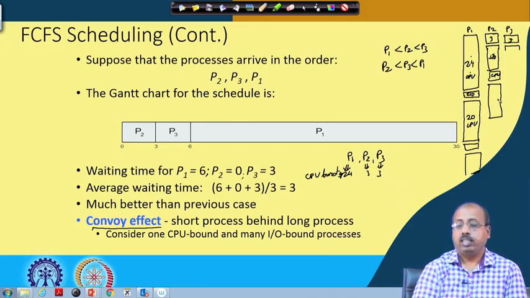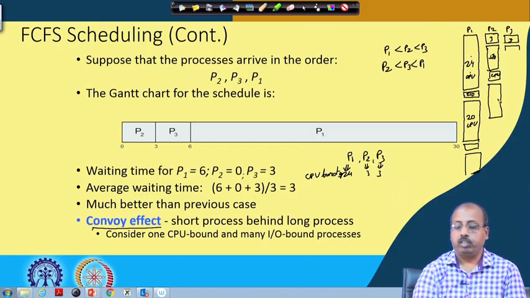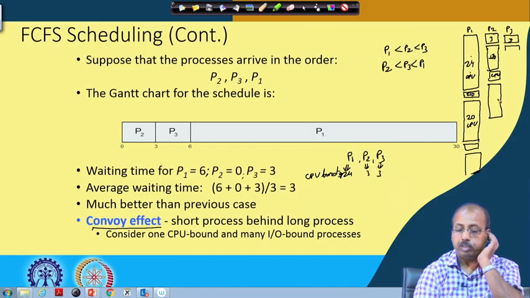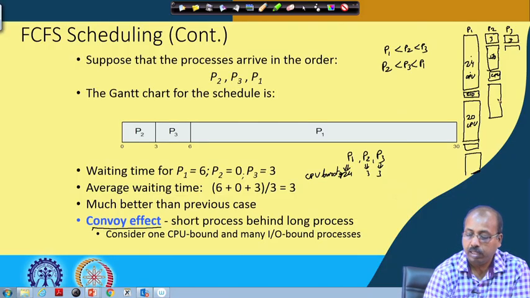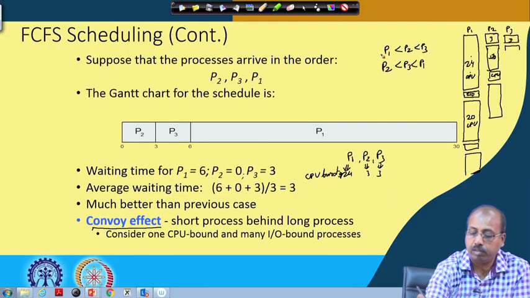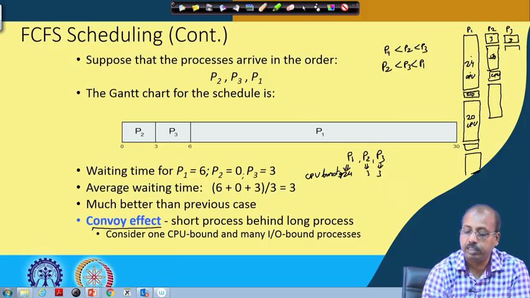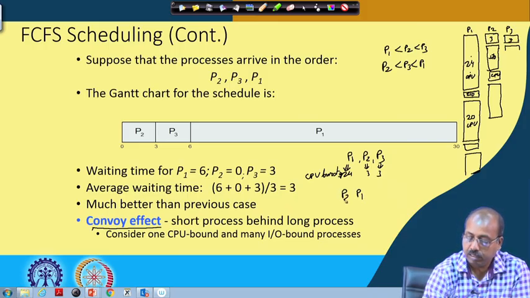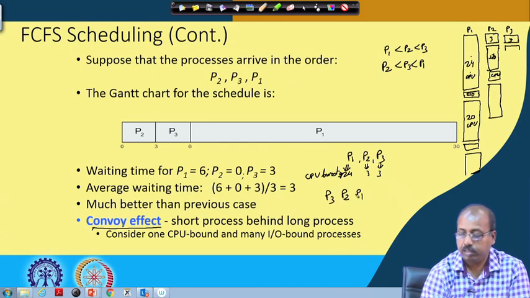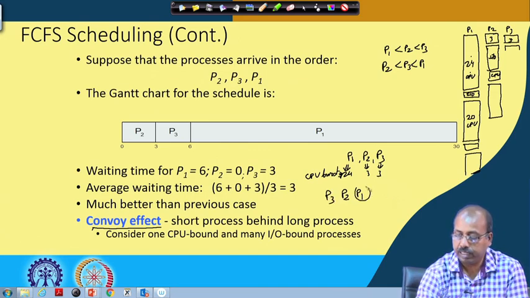Now, you see the same is true for P3 also. What is happening is that P1, P2, P3 were in the ready queue in this order, so P1 was scheduled earlier than P2 and P3. This is the situation, and P1 gets a chance for execution. So, it gets the CPU for execution.